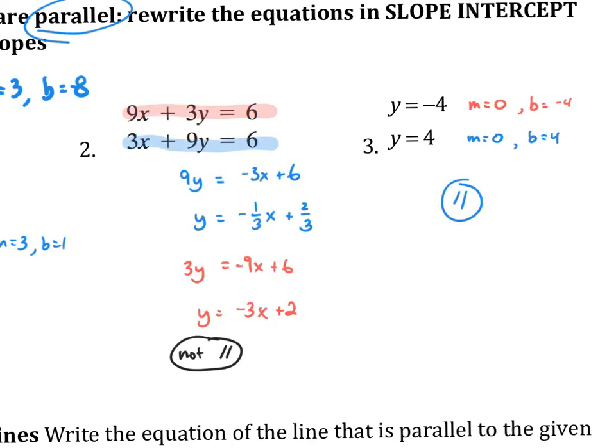And here we have our conclusions. When I get this in slope-intercept form, here's my slope, and I get the red one in slope-intercept form, here's my slope. Different slopes, not parallel. Over here, both the slopes are 0, and the y-intercepts are different, so they are parallel.